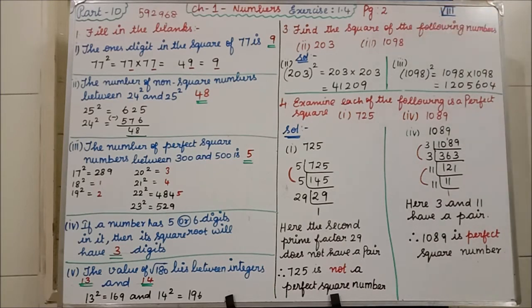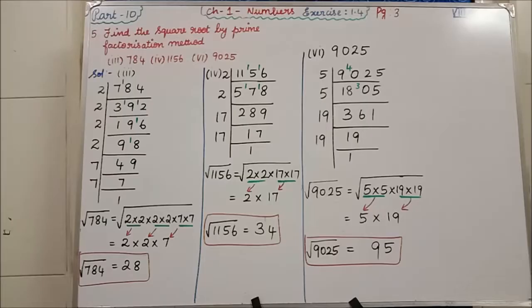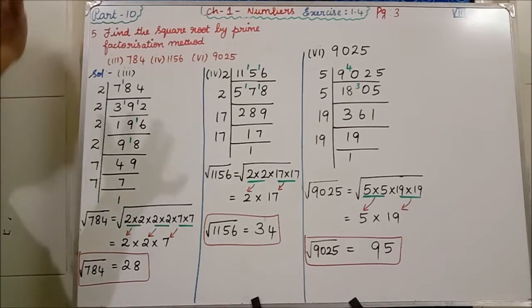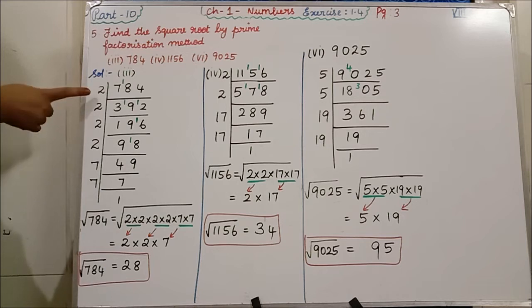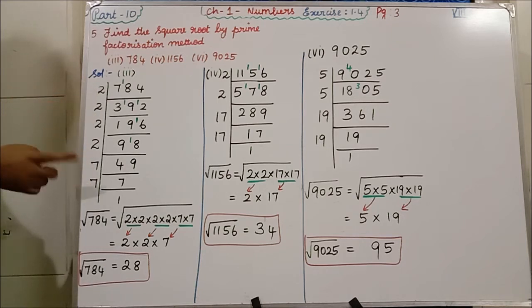This is your page number 2. Next, fifth sum we'll see in page number 3. Now this is the fifth question. Find the square root by prime factorization method. See, in this fifth question we have 6 subdivisions. I am doing the 3rd subdivision. First, third subdivision is 784. We have to find the square root by using the prime factorization method. How did we do the fourth sum? The same way only. Prime factorization means you have to use only the prime numbers here.